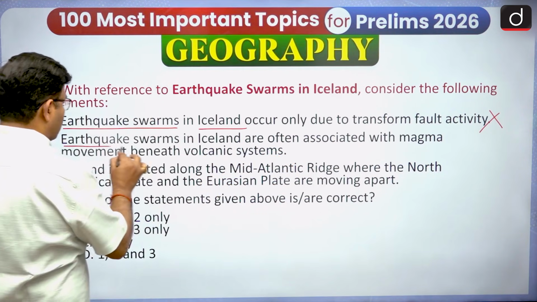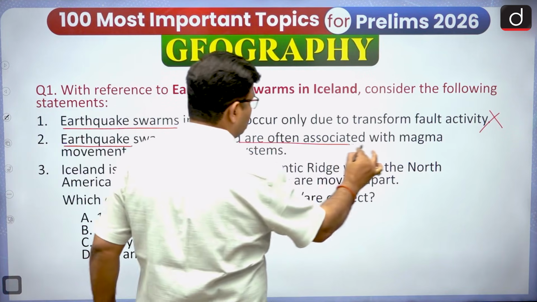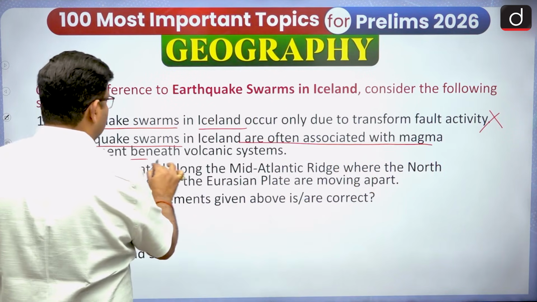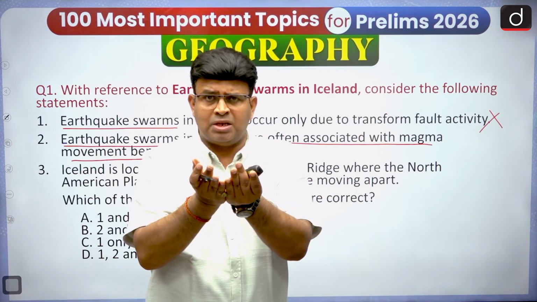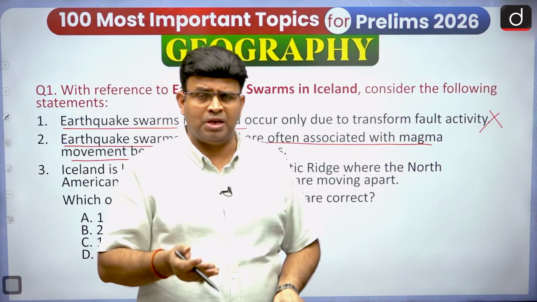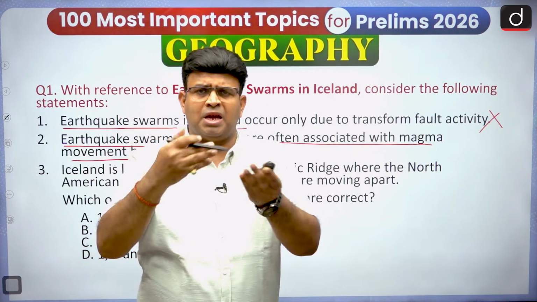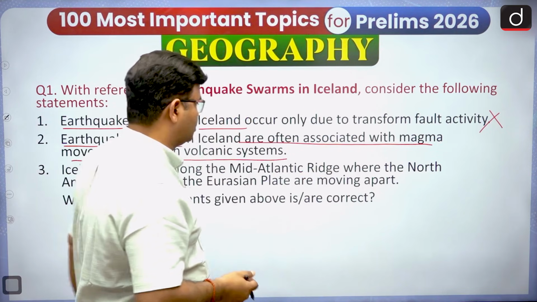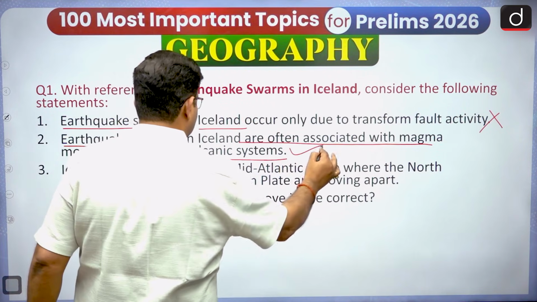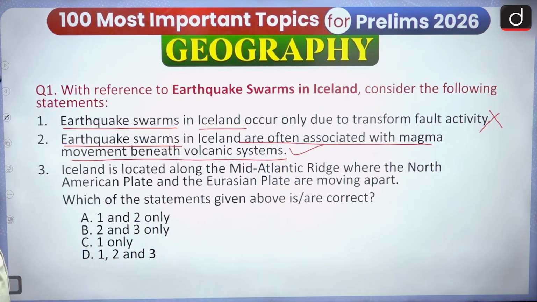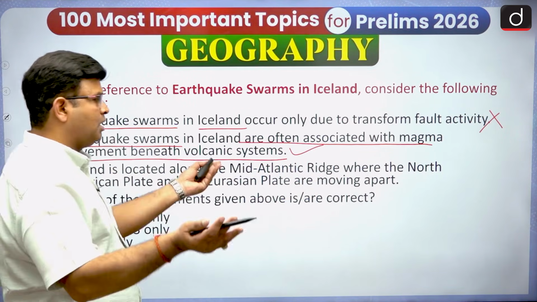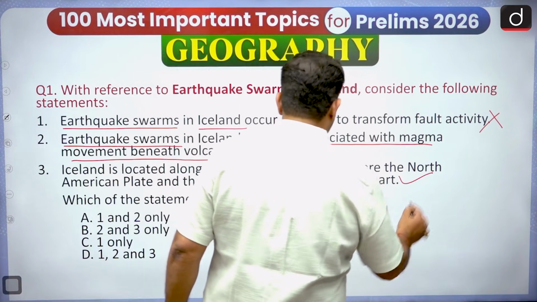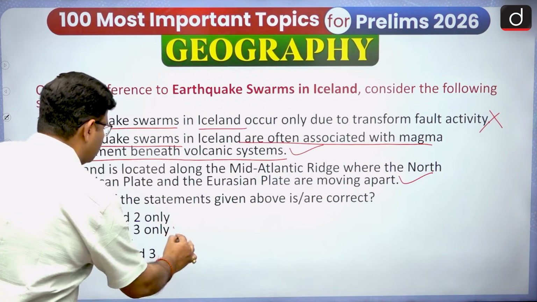Earthquake swarms in Iceland are often associated with magma movement beneath volcanic systems. So there is a volcano, Iceland is there, and beneath there is volcanic activity taking place, and when magma comes up, it easily comes and causes a small earthquake. So this is the correct statement. And thereafter, Iceland is located along the Mid-Atlantic Ridge, where the North American plate and the Eurasian plate are moving apart. So this statement is also correct, means 2 and 3 are correct.